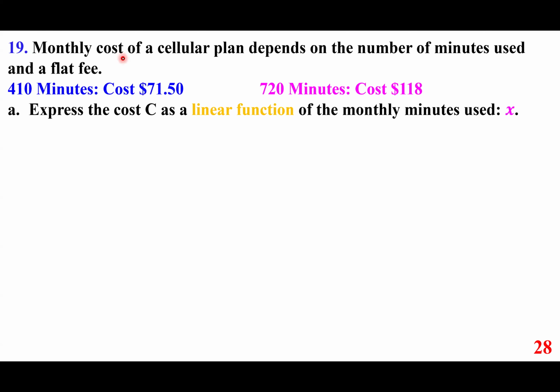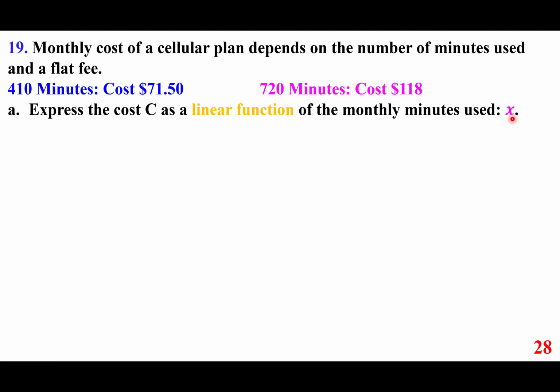Monthly cost of a cellular plan depends on the number of minutes used and a flat fee. 410 minutes cost $71.50. 720 minutes cost $118. Express the cost C as a linear function of the monthly minutes used X.